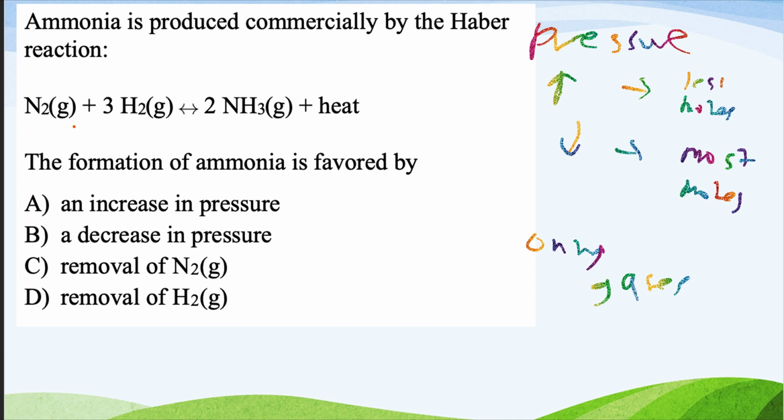So nitrogen has 1 mole of gas plus 3, so that's 4 moles, and this one has 2. You want to know formation of ammonia, which is NH3, so you want it to go this way. If we increase pressure, it's going to go to the side with the least moles. So that works because it's going to form ammonia. If you decrease pressure, it's actually going to go the other way, so that's not going to work. If you remove nitrogen or hydrogen, that's not going to work because it's going to shift towards it. So that's how we know the answer is A.